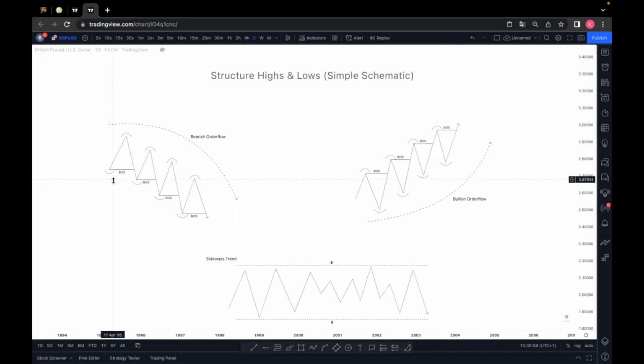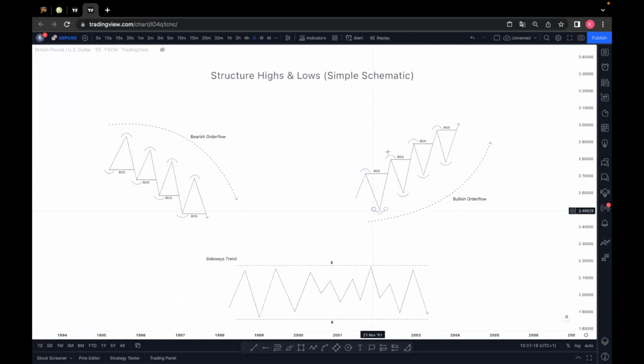But just to repeat it again, right? The bearish market structure is just a series of lower highs and lower lows. We can clearly see that the lows are being violated, but the highs are being protected, pretty much just keeping that bearish order flow intact.